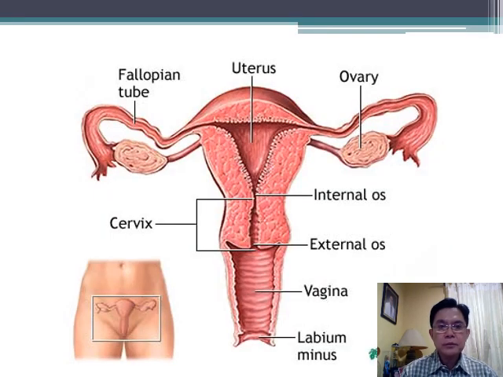So let's review the anatomy of your reproductive organs. I hope you still remember them. This is your uterus, and you have your two ovaries on the sides. And this is your fallopian tube. It is very important for you to remember the relationship between the fallopian tube and the ovaries, since currently it is believed that fallopian tube cells play an important role in the development of ovarian cancer.